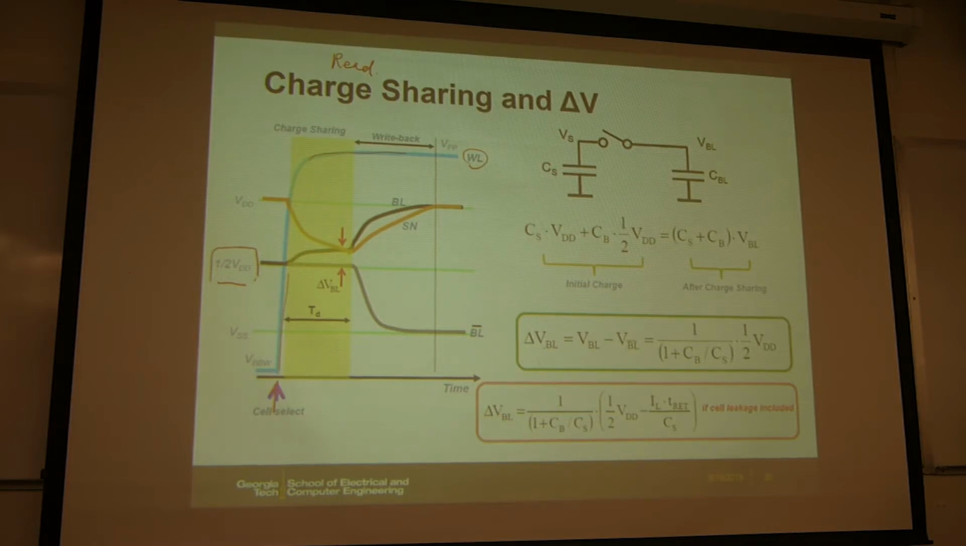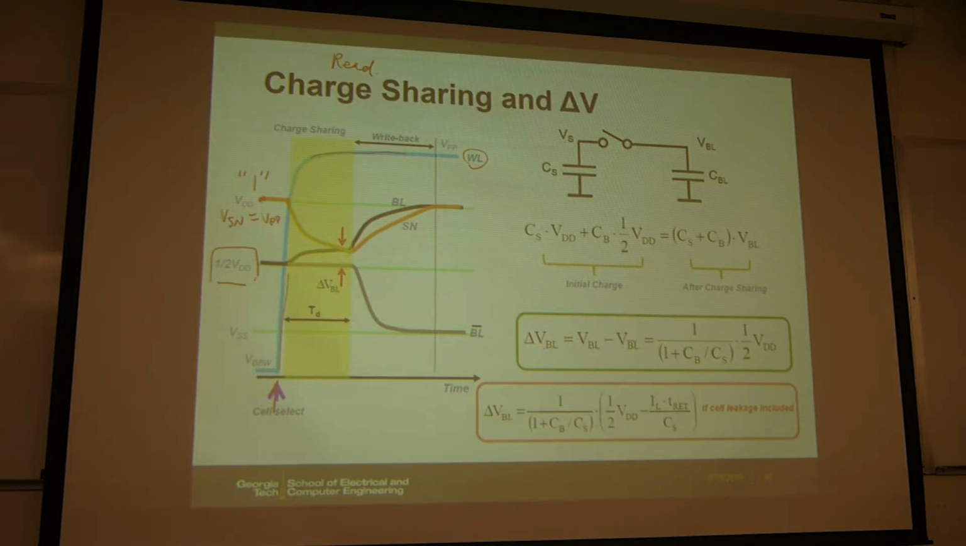So let's assume that the cell stores 1. So that means the storage node is VDD. So after you turn on the word line, then the current will flow, because your storage node stores 1, which is VDD, and your bit line is half VDD. So that means your storage node will have higher potential than the bit line, so current will flow, or charge will be shared.